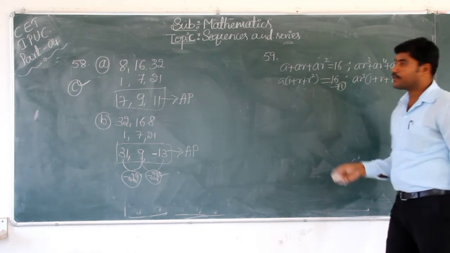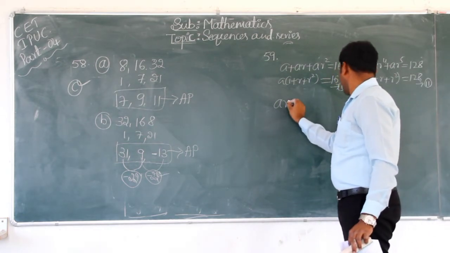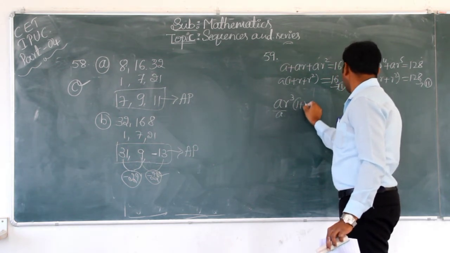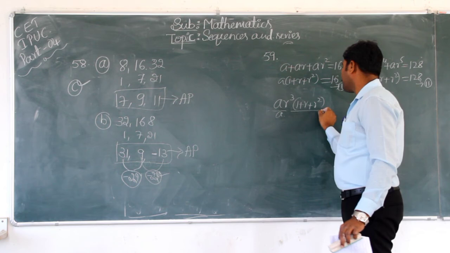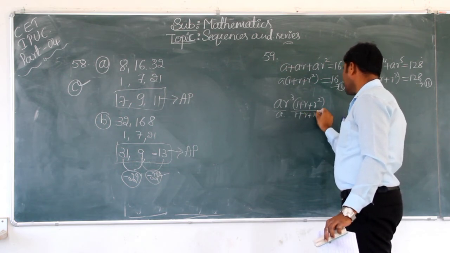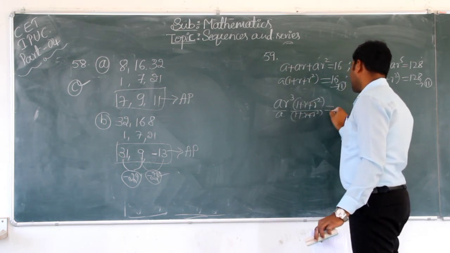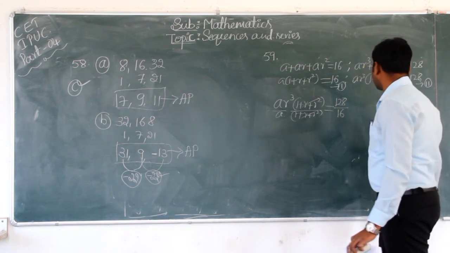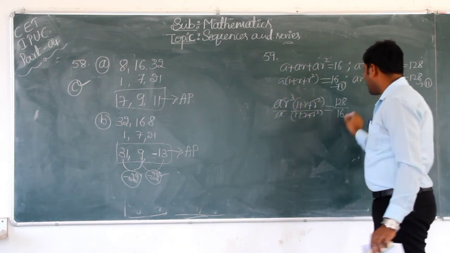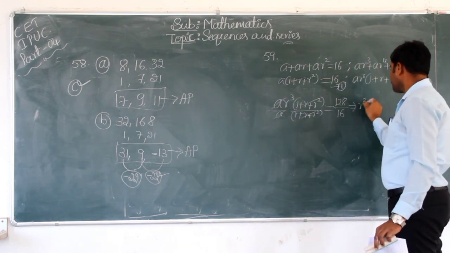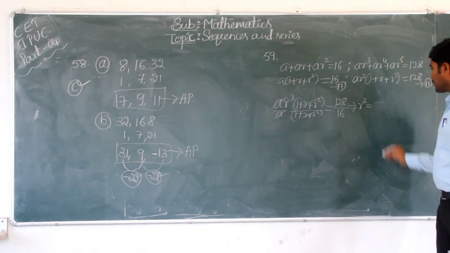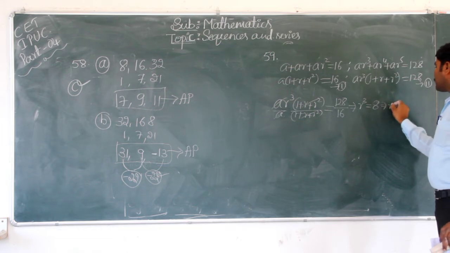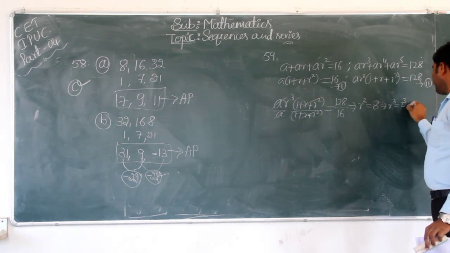Dividing these two equations, we get ar cube upon a, with 1 plus r plus r square in both. Here these two terms get cancelled. And 128 upon 16, a cancels. r cube becomes 8. 128 by 16 is 8. Again r cube is equal to 2 cube. r becomes 2.